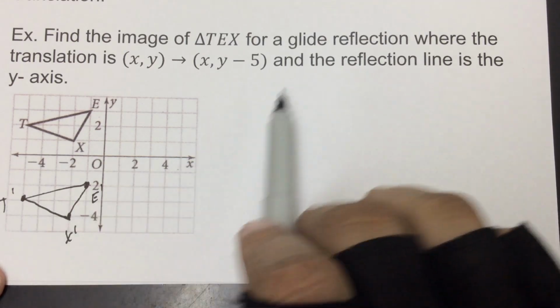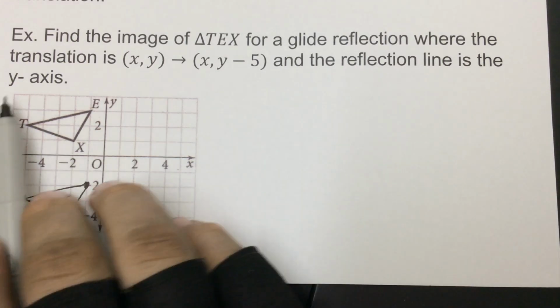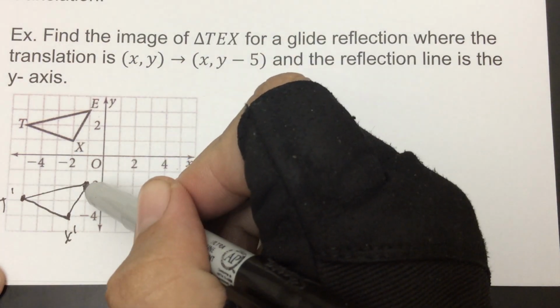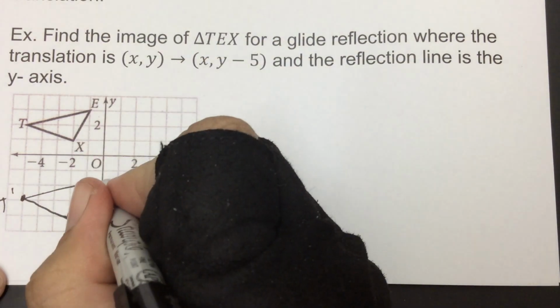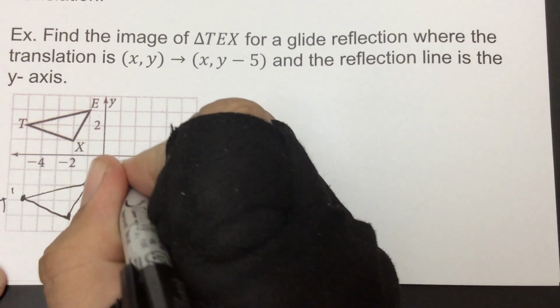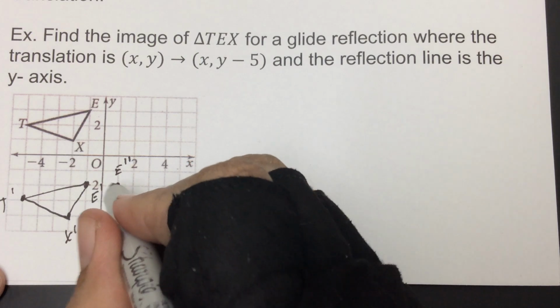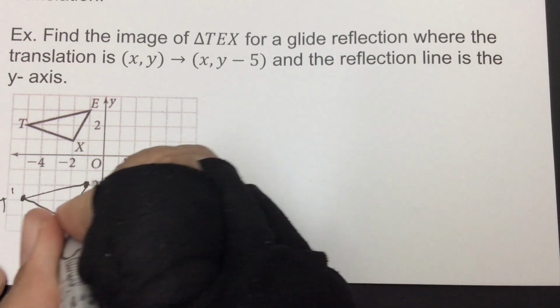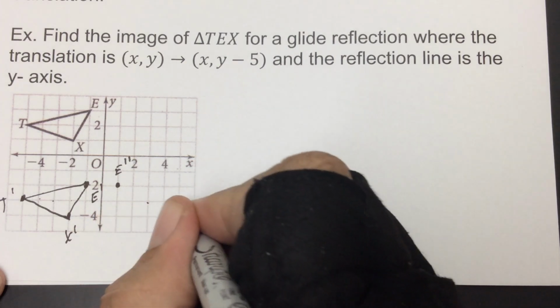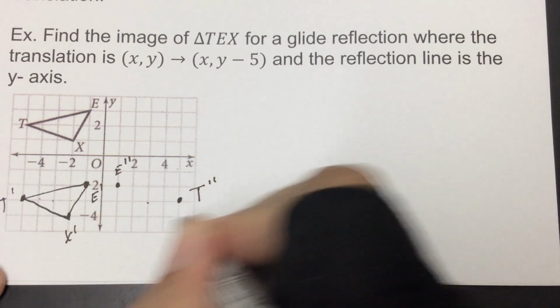So from there, we're going to then reflect it across the y-axis. So our y-axis right here. Again, however far off we are, we're going to be that far the other way. So if E is 1 to the left, E double prime will be 1 to the right. T here is 1, 2, 3, 4, 5 across. So 1, 2, 3, 4, 5 will give us our T double prime.